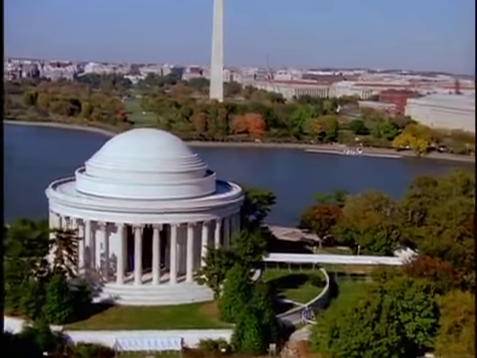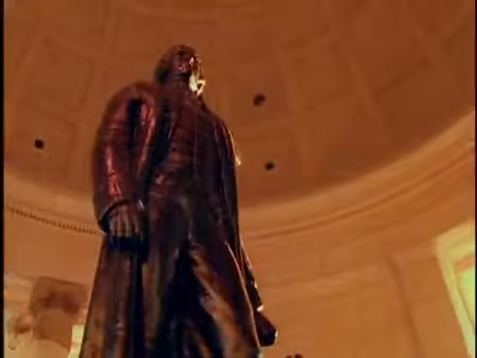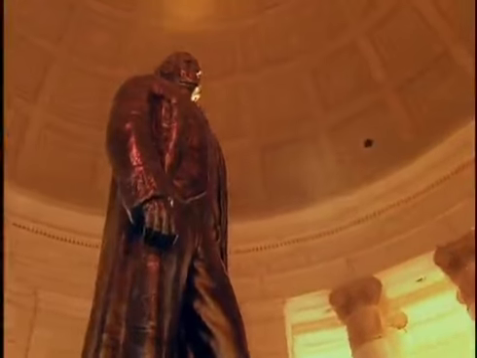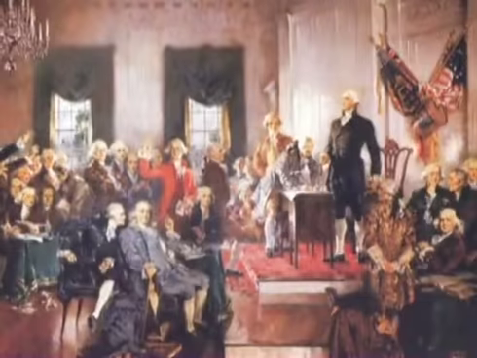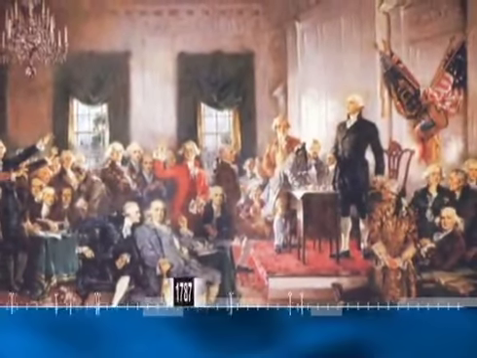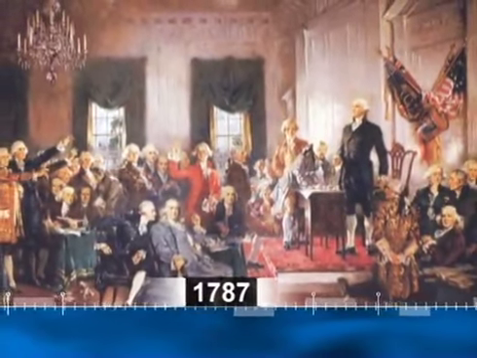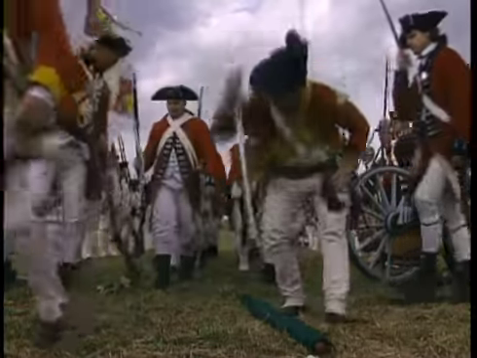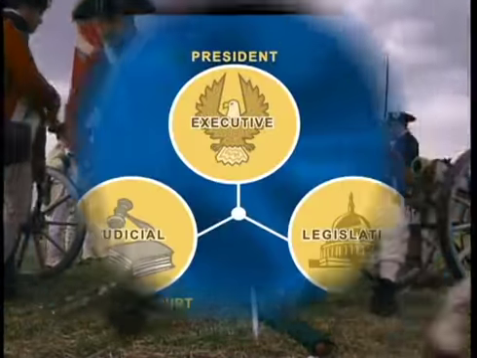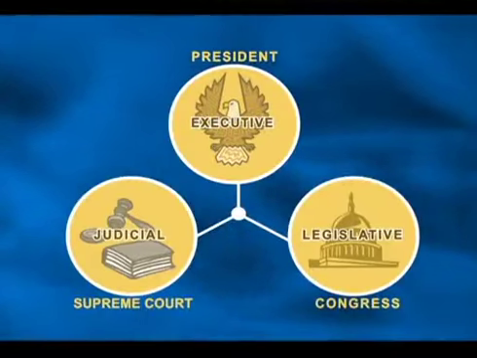A constitution is a written document that establishes the basic rights and freedoms of citizens and outlines how government should be structured. The United States Constitution was written in 1787, 4 years after America gained its independence from Great Britain. It divides the federal government into 3 branches.